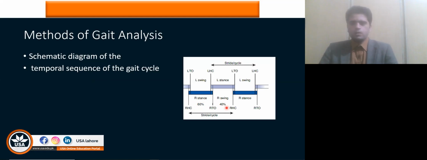The parts written here are: HC is heel contact, R is for right, RTO is right toe off. So from heel contact or heel strike to toe off is actually 60% of your stance phase. Now from right toe off to the heel contact, or just before the heel contact, is your right swing phase, which is composed of the 40% of your gait cycle. So 60 plus 40 is 100, which constitutes one full gait cycle.